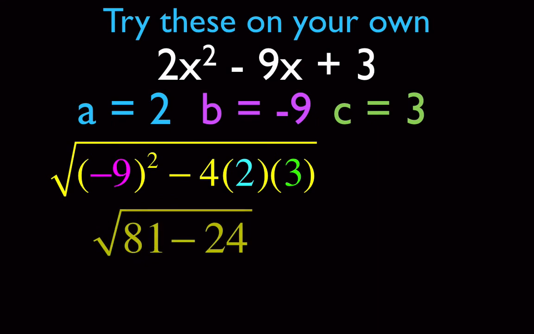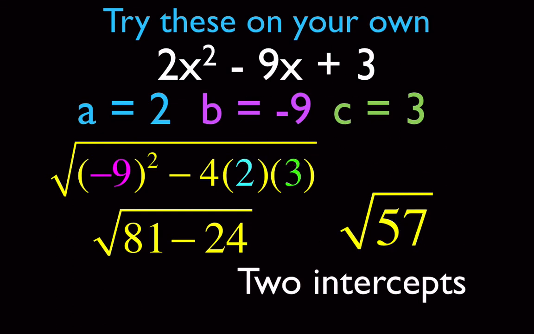All right, so from there we're going to simplify. 81 minus 24 is, of course, positive. We don't care that it's positive 57. It could be any number. As long as it's positive, that means there are 2 x-intercepts. Right? Move on to the next example.